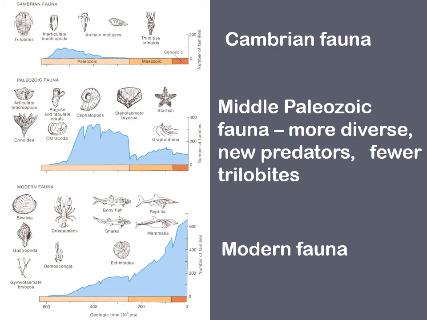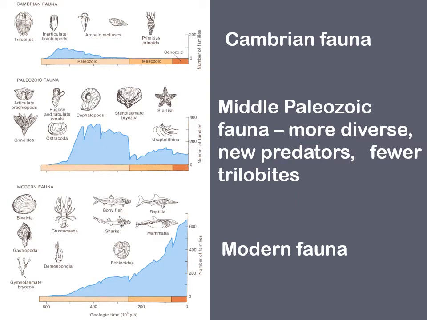As we move through the Paleozoic, though, and actually even onward into our modern times, I want to introduce you to the concept of different marine faunas. Now, when we're going to look at these three, the Cambrian, the Middle Paleozoic, or just Paleozoic fauna, and the modern fauna, we're talking about organisms being replaced, but not entirely. What we're really looking at is what are the dominant groups of marine organisms in these different periods of time.